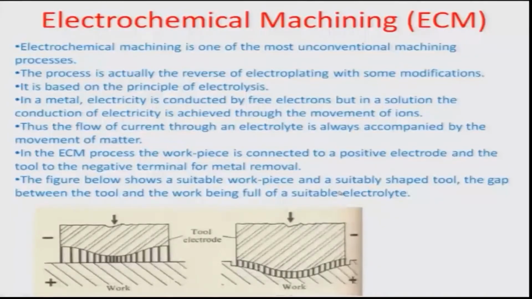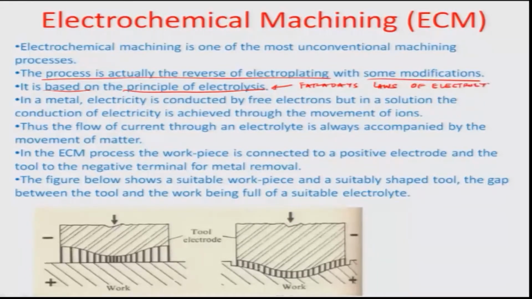Okay, so in brief, electrochemical machining is a process which is the reverse of electroplating with some minor modifications. I am going to talk about that in great detail. They are based on the principles of electrolysis, and this typically comes under the ambit of Faraday's laws of electrolysis. So we will try to estimate the material removal rate using some basic principles of electrolysis and Faraday's laws that were suggested probably almost one century back.